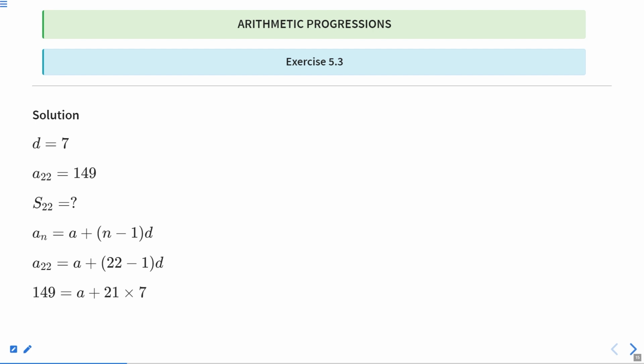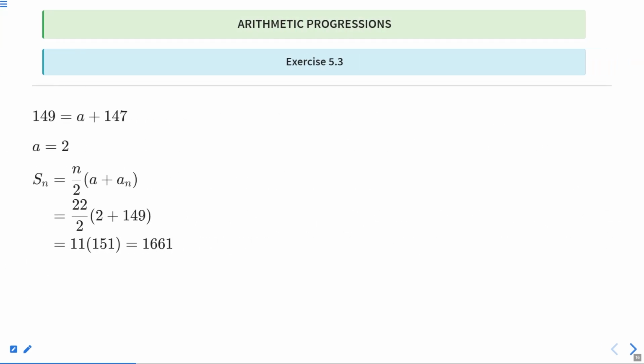Okay, so we need to find S22, and here we know the nth term An is equal to A plus n minus 1 times common difference D. Okay, and here A22 is equal to A plus 22 minus 1 times D, and it implies 149 is equal to A plus 21 times 7.